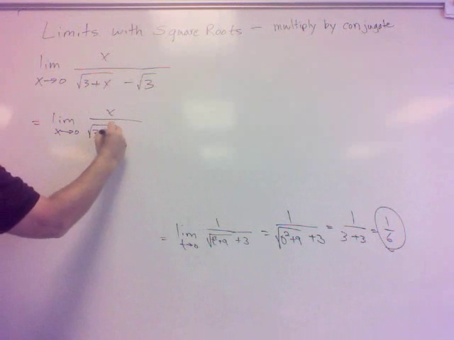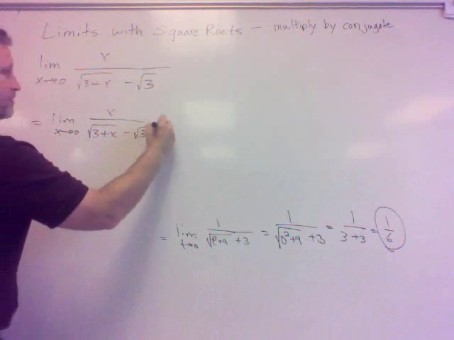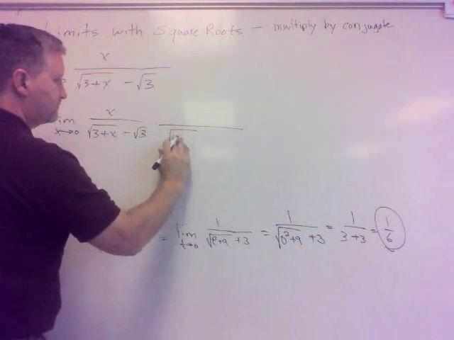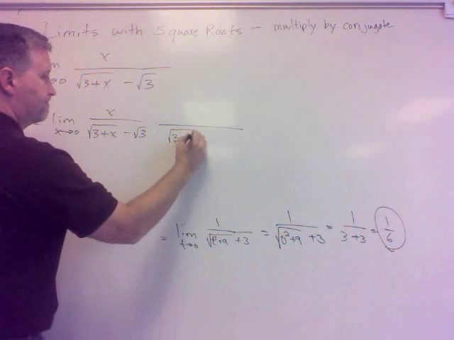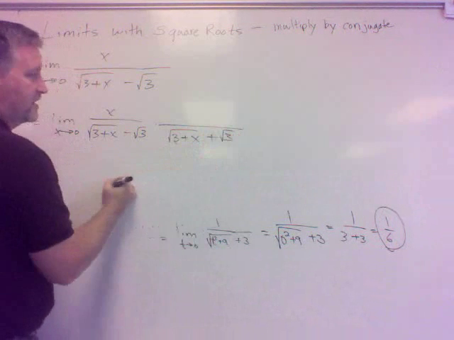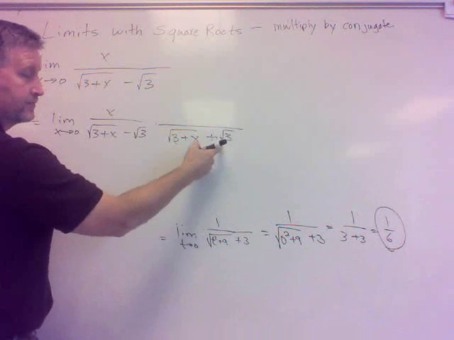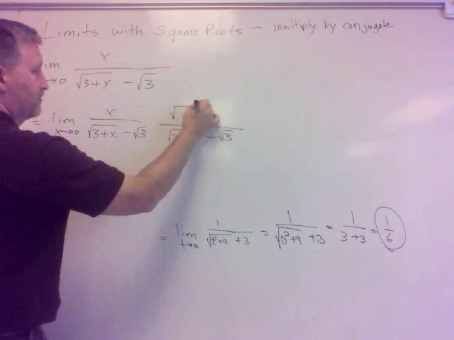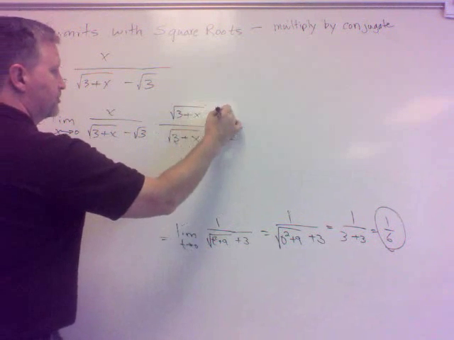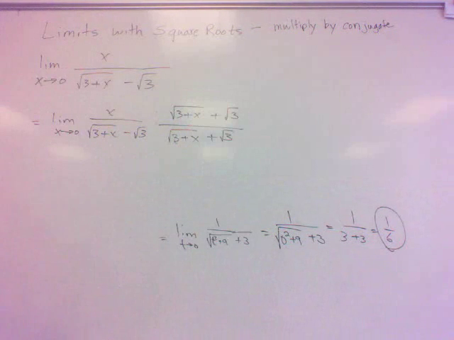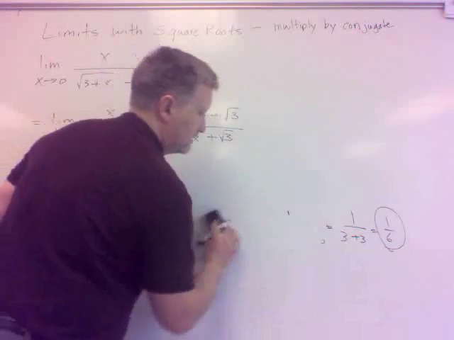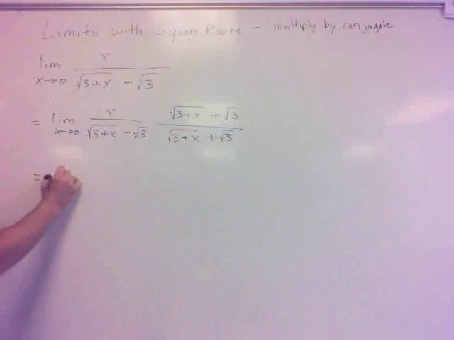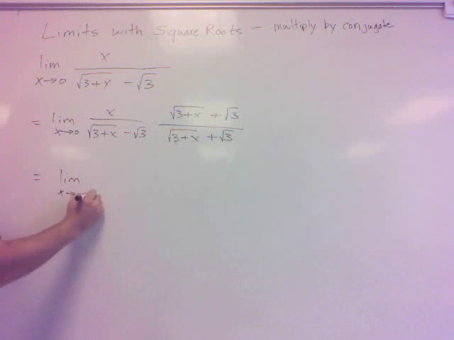x over square root of 3 plus x minus square root of 3. So we'll multiply by the conjugate of the denominator. What's the conjugate of the denominator? Square root of 3 plus x plus square root of 3. Just change the sign. But you have to multiply the numerator too by the very same thing. Okay? What happens? Hopefully nice things happen. I think they do. Limit as x approaches 0.